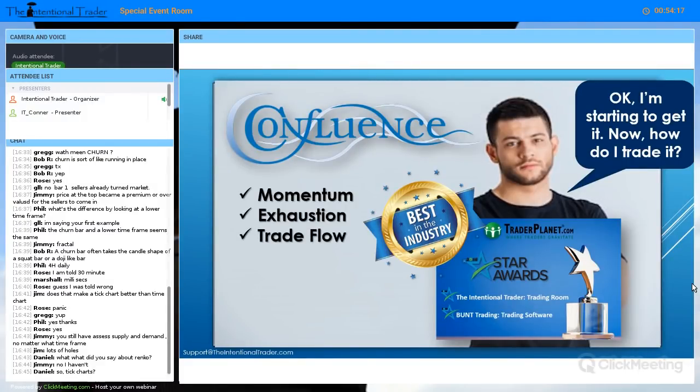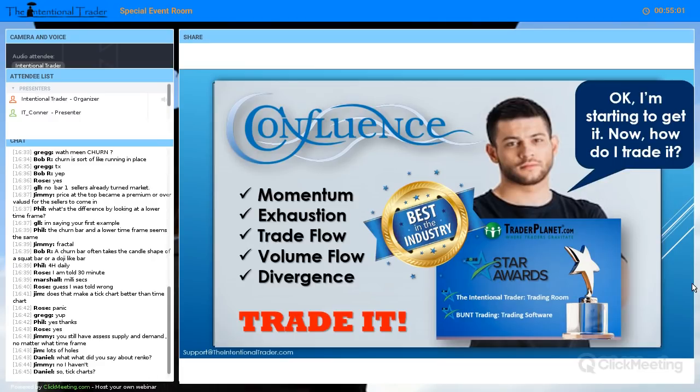With measuring the trade flow, not the order flow, but the trade flow, I can anticipate where the big boys are trading, what they're doing. With the volume flow, I can anticipate weakness in an uptrend or strength in a downtrend. And then I factor in divergence, which is when price and momentum no longer agree with each other. When I can go through the list here and check each one of those off, I say, okay, I have this condition, this condition, this condition, this condition. Bam, I'm going to trade it.